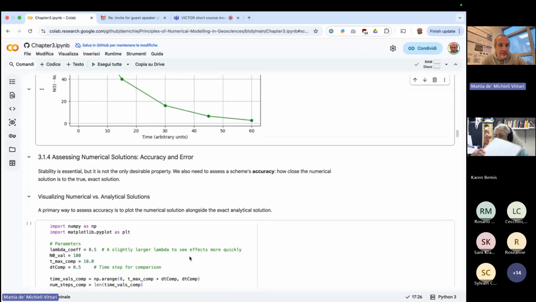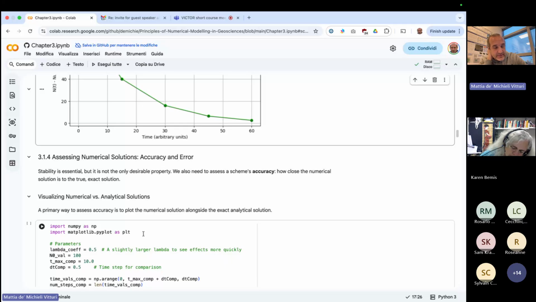But the stability is not the only thing that we are interested in, because a method could be stable but give the wrong solution. So whenever you want to solve numerically an equation, a partial differential equation, an ordinary differential equation, you have also to look at something else, which is called the scheme accuracy. That means how close the numerical solution is to the true exact solution. So we have to compare the numerical solution with the analytical solution.